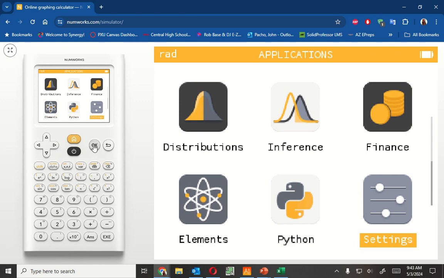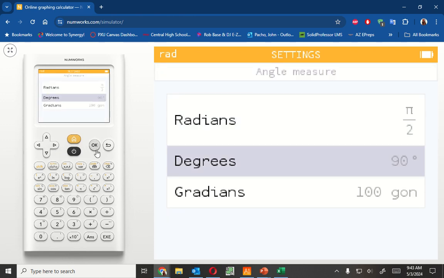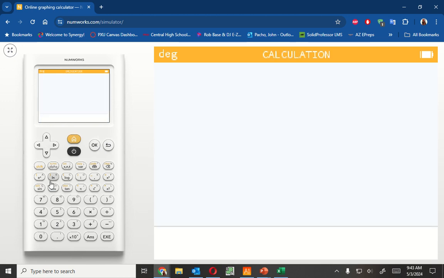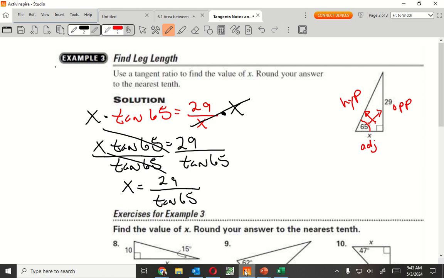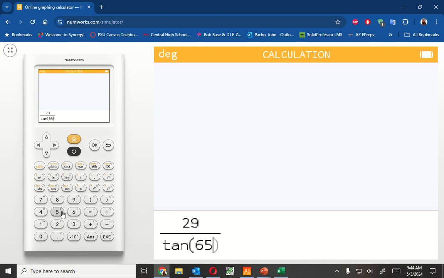And since I reset my calculator, I need to make sure I change my angle back to degrees. So I should have 29 divided by tangent 65. 13.52. There we go.